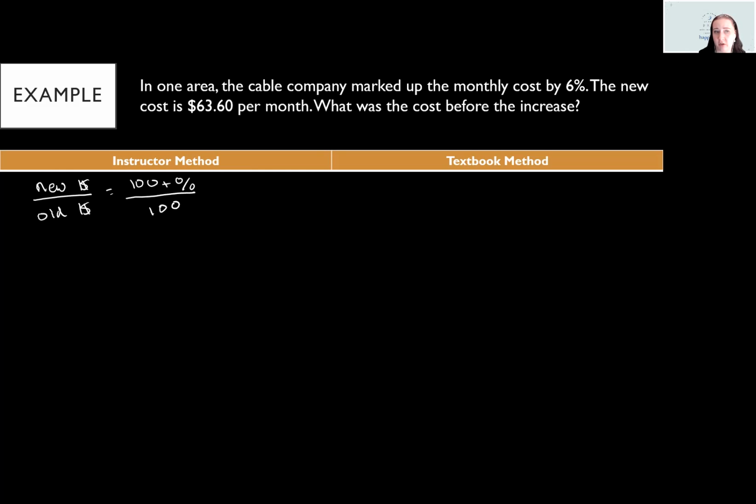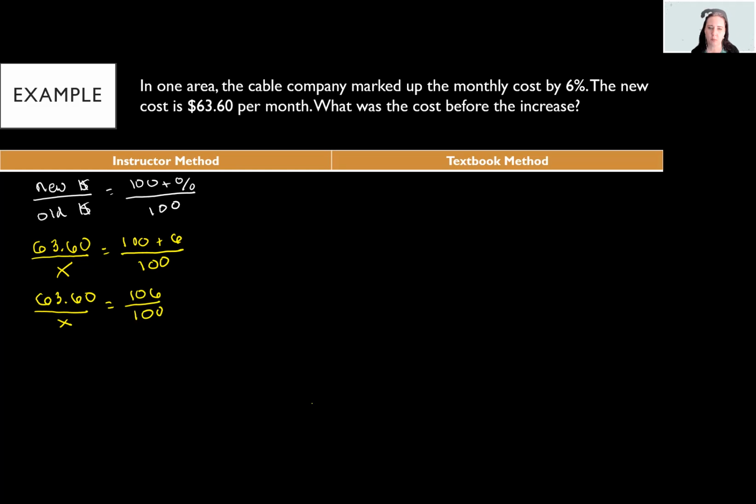So you take the information that you have and you plug it into this formula. We know the new cost is $63.60, and we are looking for the old cost. So that's going to be X in the denominator. On the right, we have 100 plus the markup, which is 6%, and then over 100. So we get 63.60 over X equals 106 over 100.